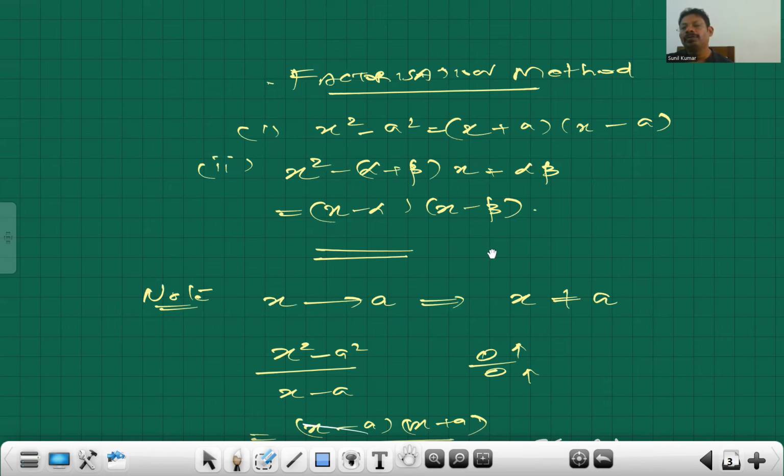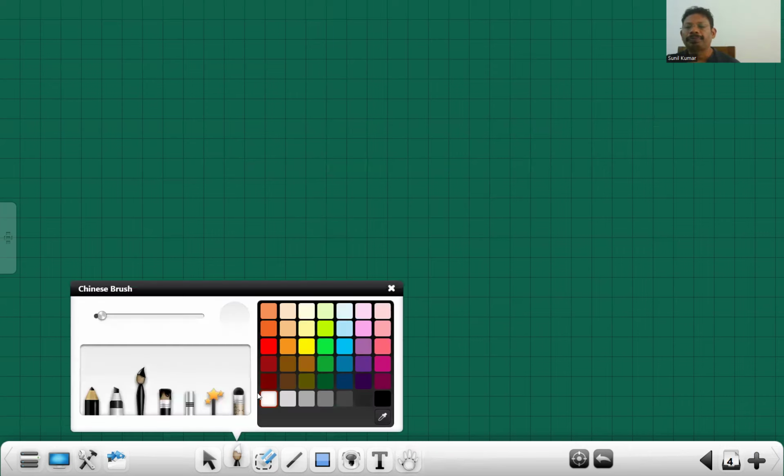So whether it is in the x square minus a square form or in the x minus alpha into x minus beta form, you should first manipulate the things properly. The manipulation is done for finding the limit. That is the most important part of this. So let me explain with another small example.